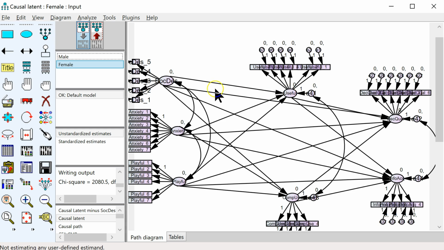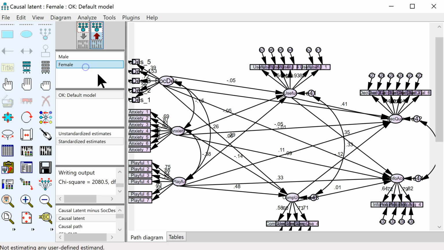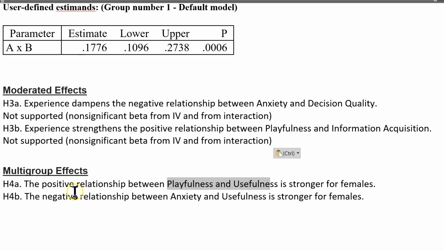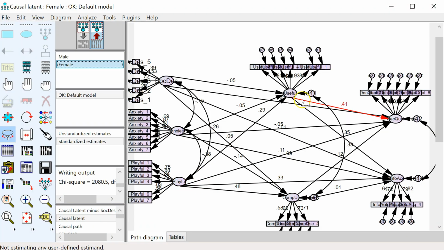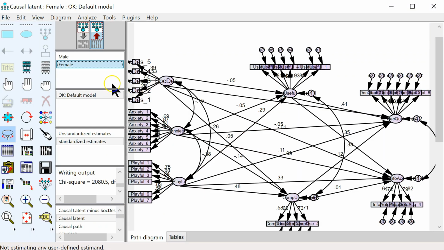So here's usefulness, and it's this line here and this line here. Hit the up arrow, standardized. Okay, here's female. You can't really see that. Let me move it. We got 0.29 for females, and for males, for this path, it's -0.05. So we theorized that the positive relationship between playfulness and usefulness would be stronger for females. In this case, it's 0.29 for females. For males, it is 0.34. Well, we're wrong.